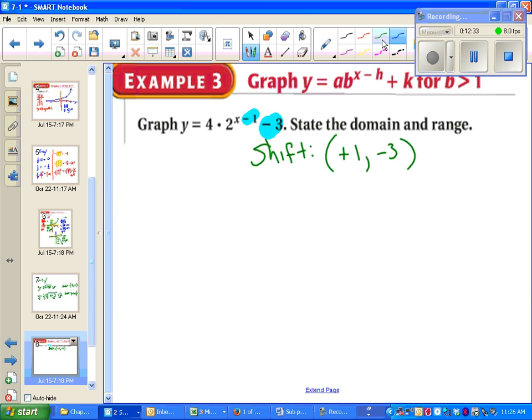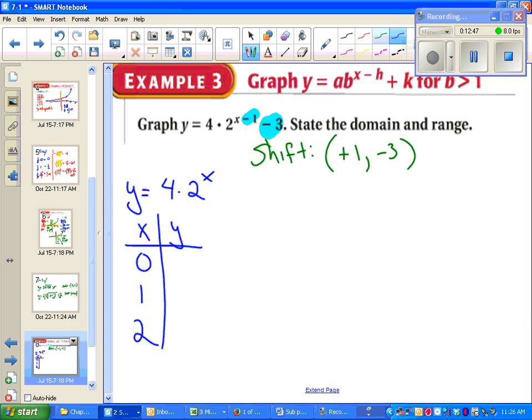If we look at everything other than the shift, that's our parent, just like in chapter 6. We still make a graph for our parent, just like we did in chapter 6 and this chapter. Plug in our 0, 1, and 2. Anything to the 0 is 1 times 4 is 4. Anything to the 1, 2 to the first power is 2 times 4 is 8. 2 to the second power is 4 times 4, 16. And because this is a parent function, the asymptote is at y equals 0.